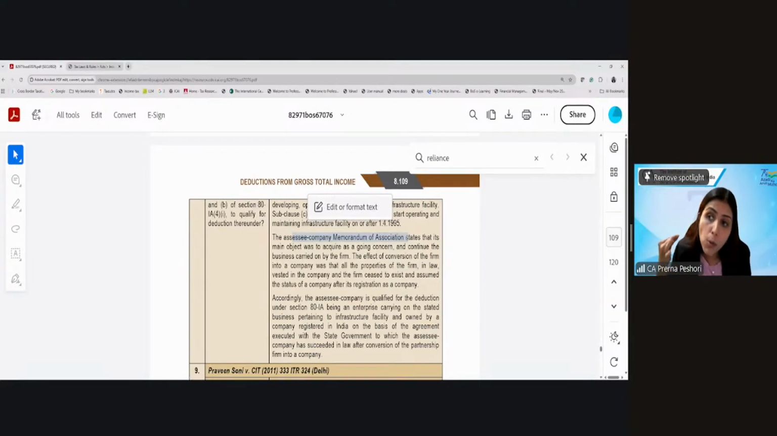even if the agreement was entered when it was not a company, but because it has taken over this agreement, it has taken over by succession after the conversion of the partnership firm. So therefore, there is no problem. It can claim the deduction under ATIA. Clear? Any question, any doubt?